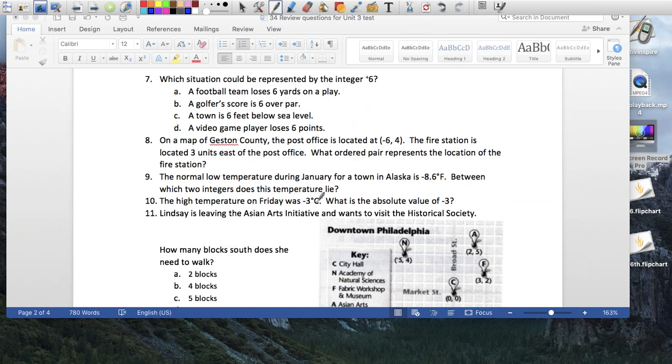The high temperature on Friday was negative 3. What's the absolute value of negative 3? Seriously? The absolute value of negative 3 is 3, because we're looking for the distance. Negative 3 is 3 units away from 0, and that's the absolute value.